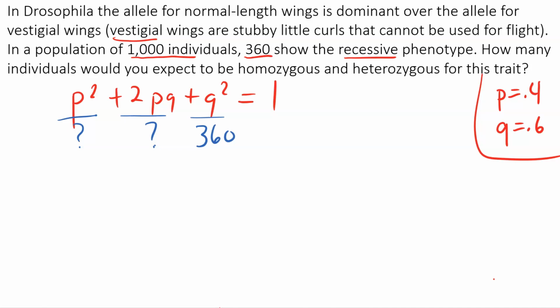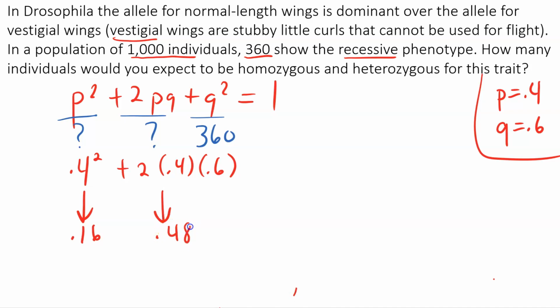But what about the homozygous dominant and the heterozygotes? To do that, we simply take our allele frequencies and plug them in. So here we would see p squared is 0.4 squared, and the heterozygotes would be 2 times 0.4 times 0.6. So that'll give you the answer for each of those once you do the math. If you do the math here, you'll get 0.16, and here it'll be 0.48.